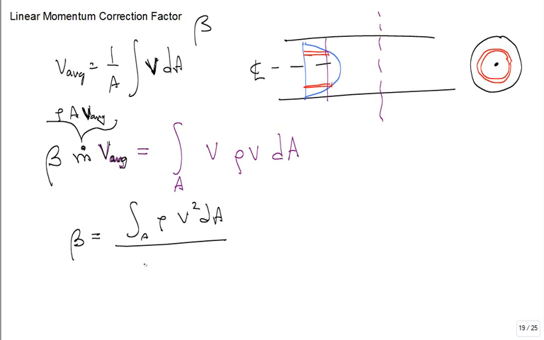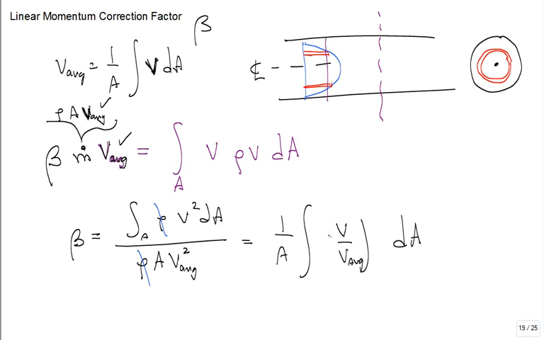So you divide by rho A V average squared. You get a V average there and a V average there, so it's V average squared. The density is the same, incompressible, so it cancels. And so what you have is 1 over the area, the integral over the area of the velocity squared divided by the average velocity squared. And that's the equation for beta, the linear momentum correction factor.